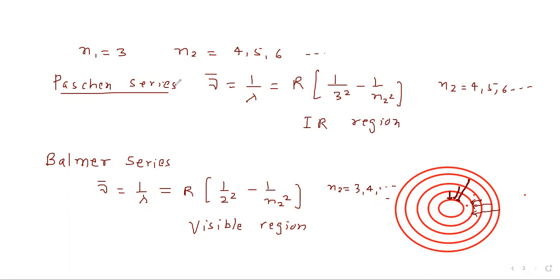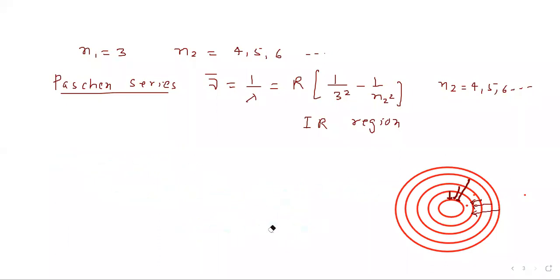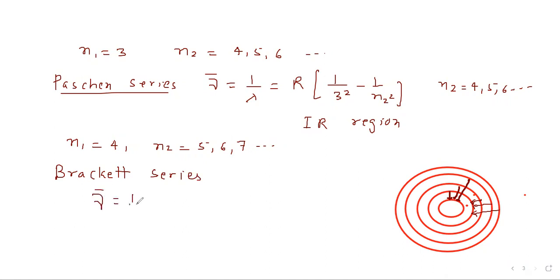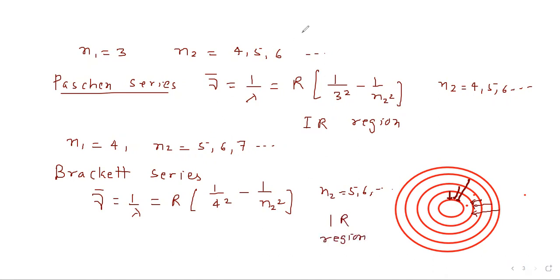Now consider the next series. If n1 equal to 4 and n2 equal to 5, 6, 7, etc., in that case the series is called the Brackett series. So we write nu bar equal to 1 upon lambda equal to R times 1 upon 4 square minus 1 upon n2 square, where n2 will be equal to 5, 6, 7, etc. This series lies in the IR, infrared region.